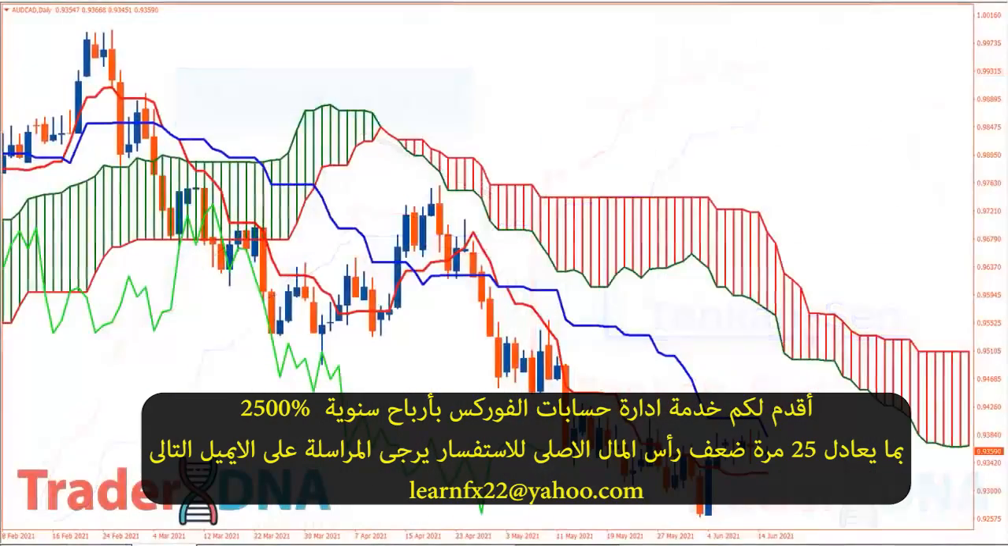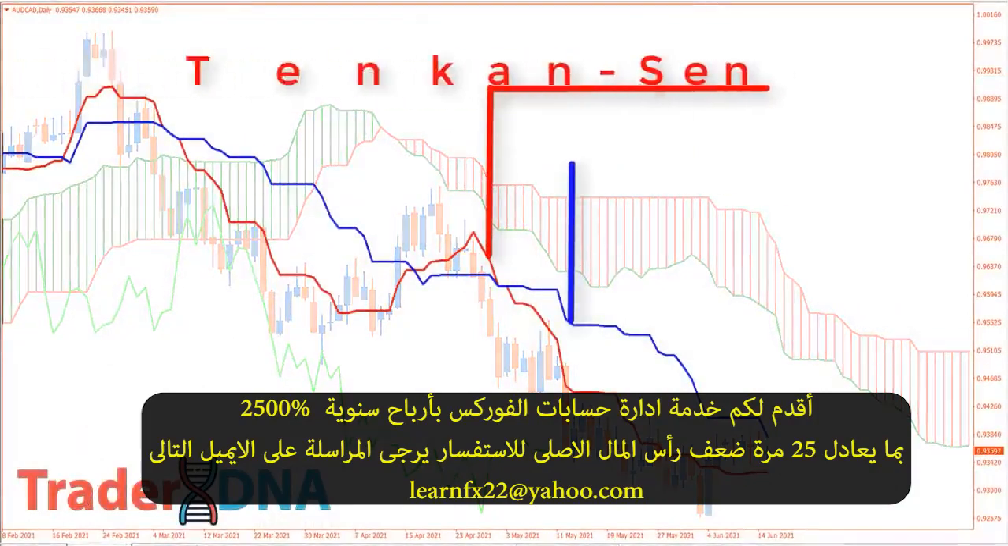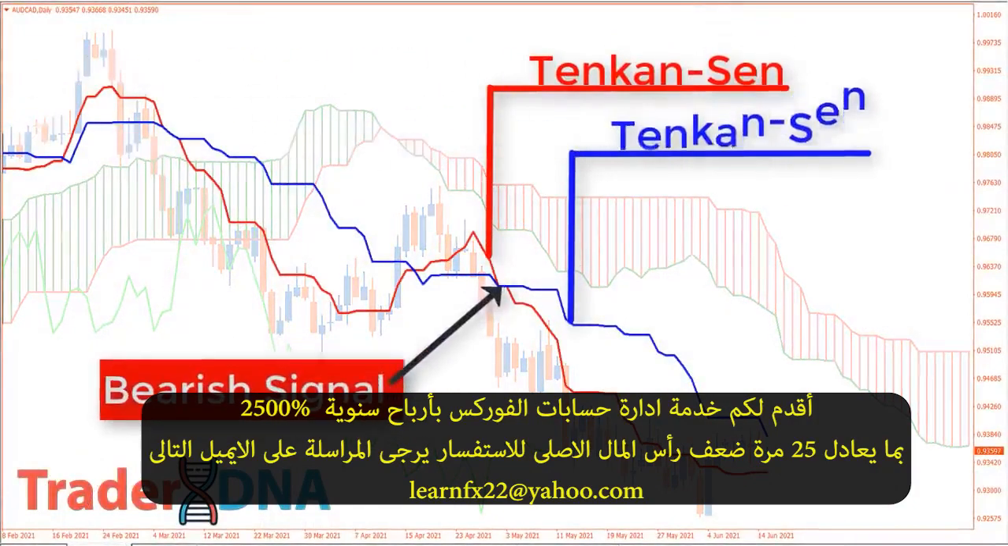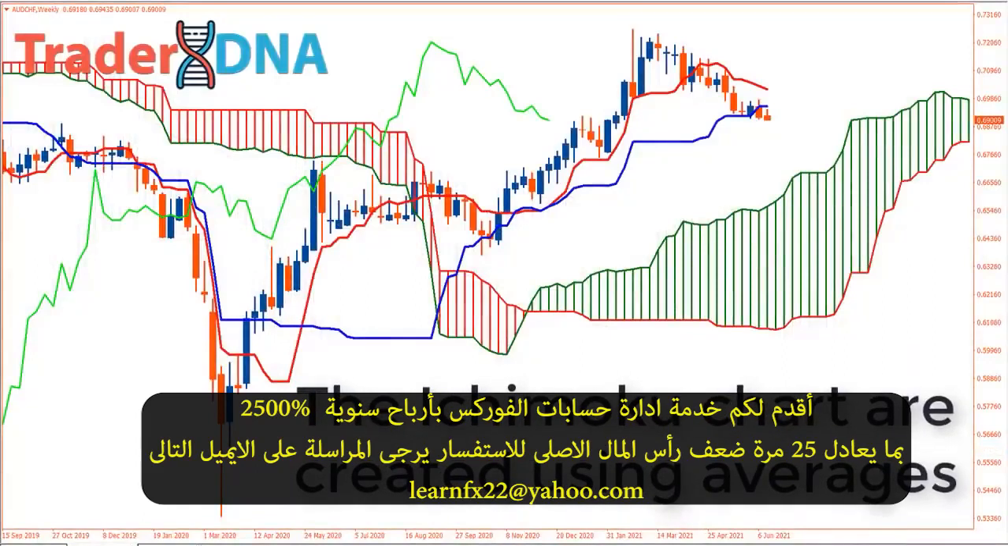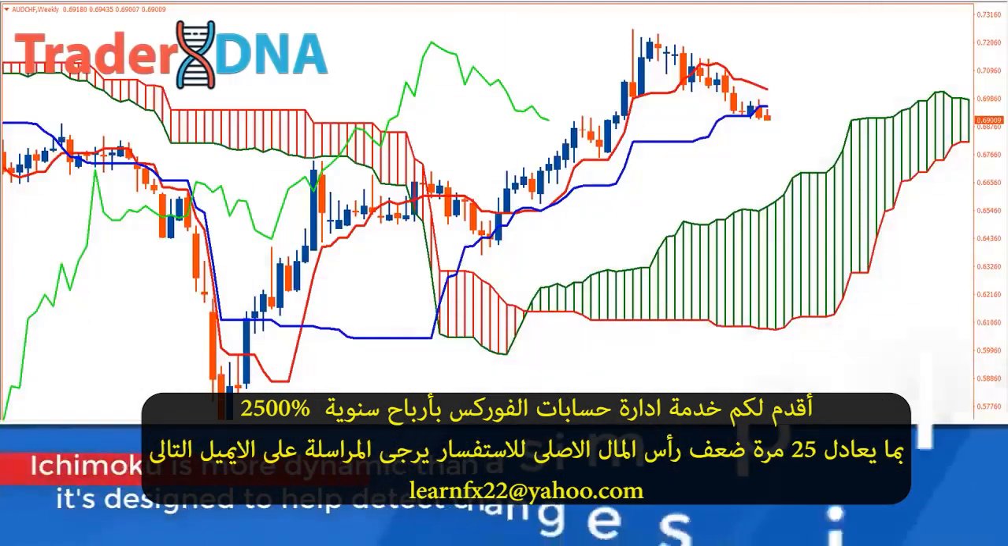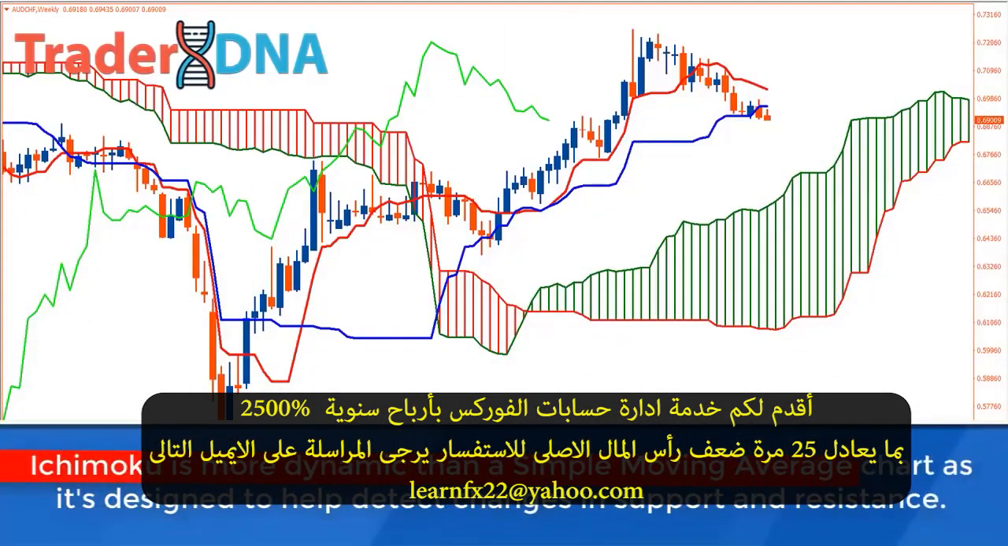When the Tenkan-sen crosses the Kijun-sen from above, it is considered a bearish signal. Because many of the lines on the Ichimoku chart are created using averages, the chart is often compared to a simple moving average chart. However, Ichimoku is more dynamic than a simple moving average chart, as it's designed to help detect changes in support and resistance.